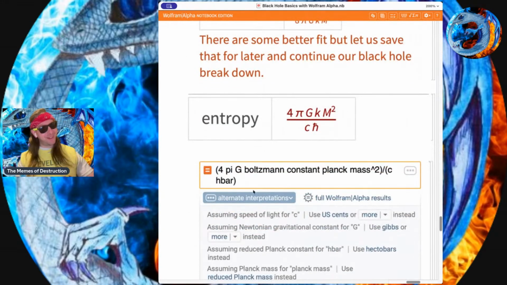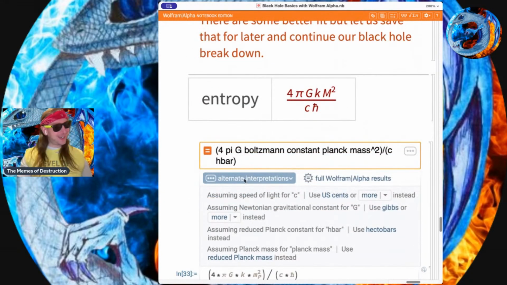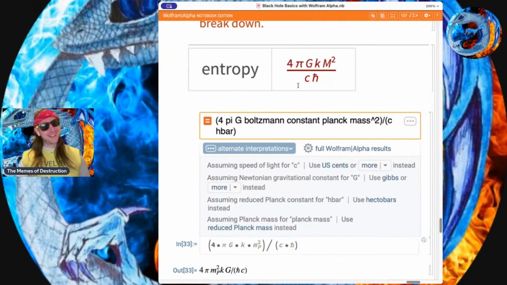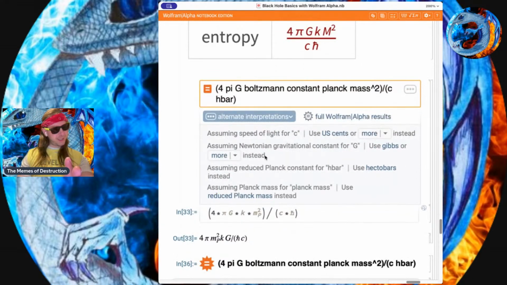All right, let's get to entropy, because this is really what got my noggin a jogging. So what's this? We got our 4 pi. I'm visualizing a sphere, like a ball or something. Times the gravitational constant, big G, times the Boltzmann constant, times our mass, which is the Planck mass squared, all over the speed of light times Planck's reduced constant, h bar. We line up our stuff and things.